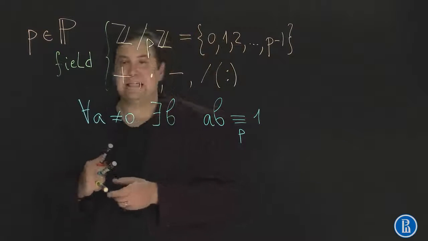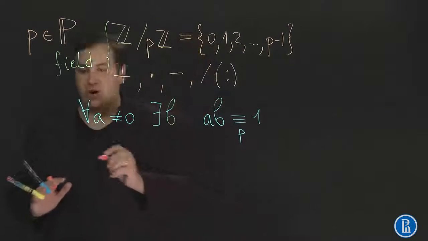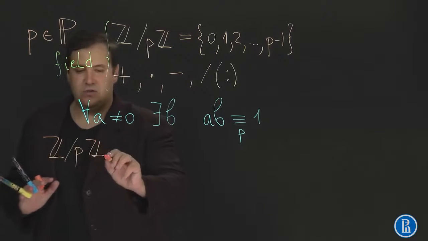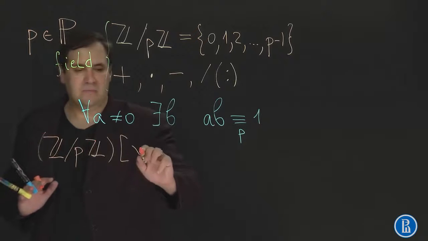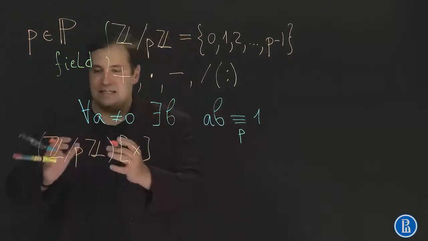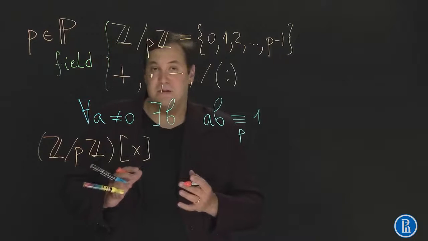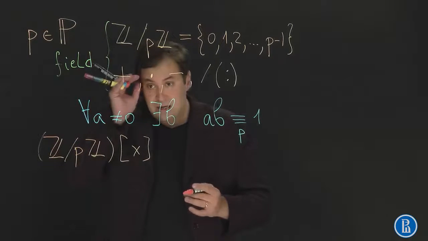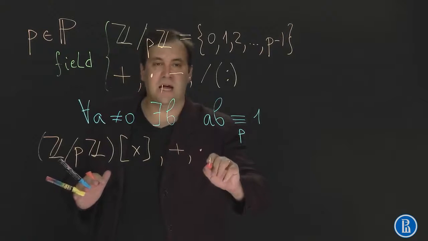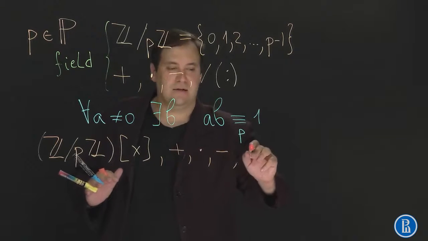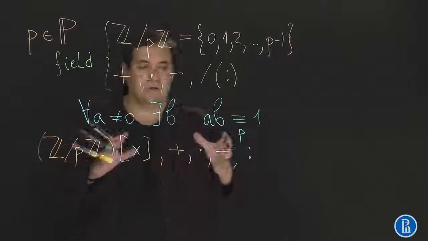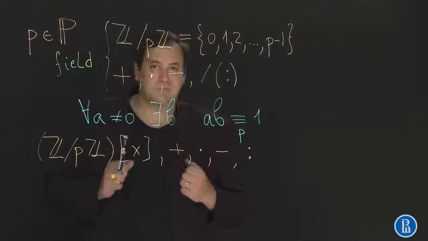So having this field, we can consider the set of polynomials with coefficients in this field, Z over pZ, and let's denote the variable of the polynomial by x. And since this is a field, then this set of polynomials, also having operations of addition, multiplication, subtraction, and division, satisfies some standard properties.